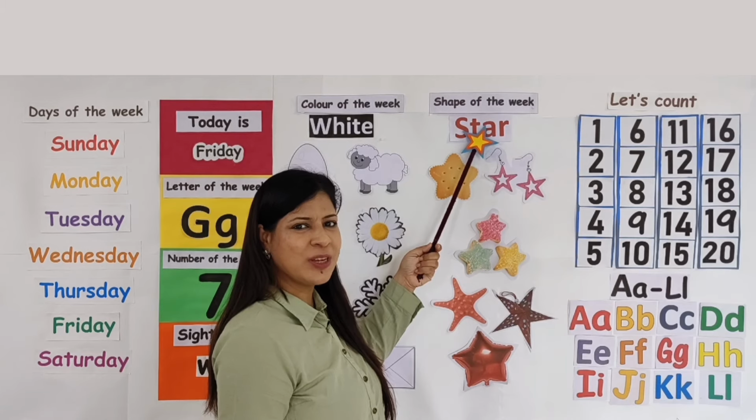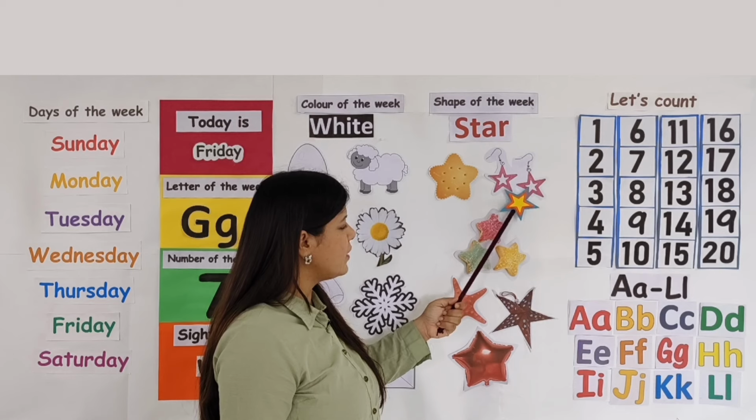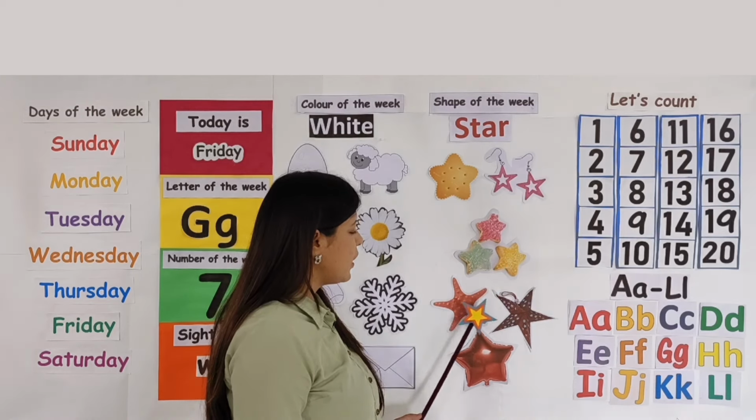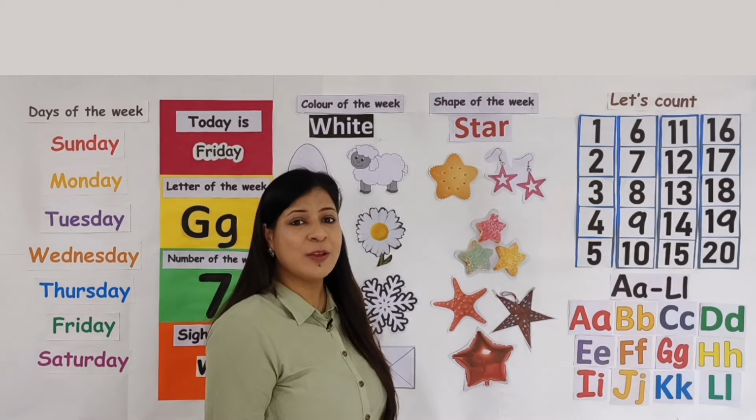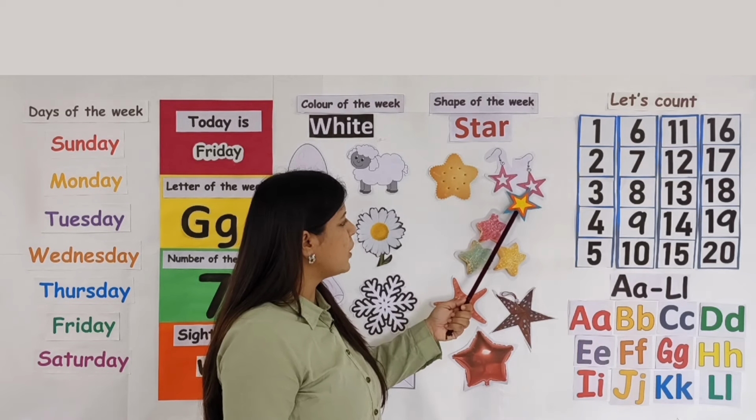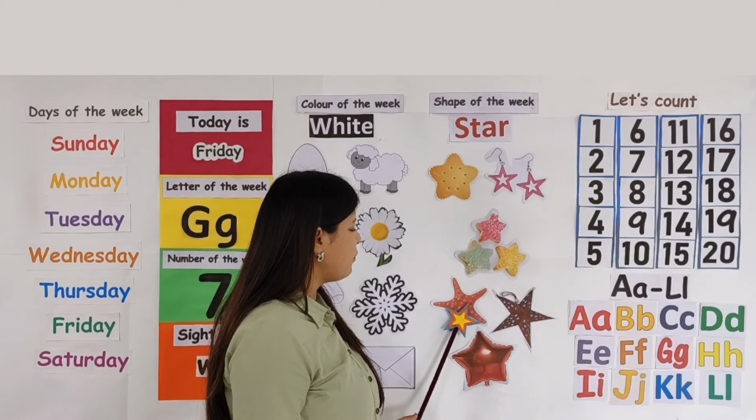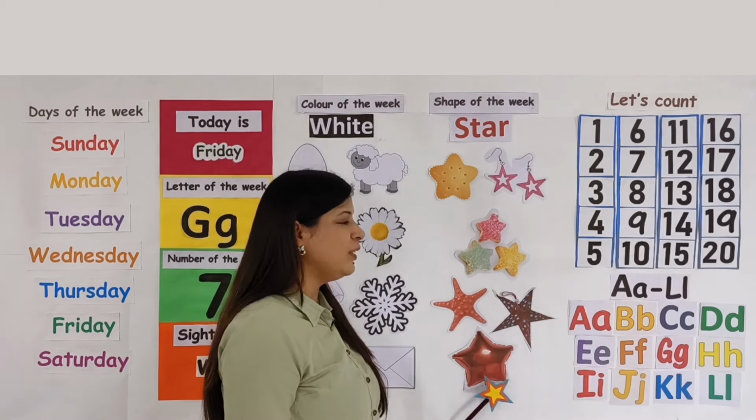Now let's see the pictures. Star-shaped biscuit, star-shaped earrings, star-shaped sugar cookies, star-shaped starfish, star-shaped Christmas hanging, star-shaped balloon. Now say along with me. Star-shaped biscuit, star-shaped earrings, star-shaped sugar cookies, star-shaped starfish, star-shaped Christmas hanging, star-shaped balloon.